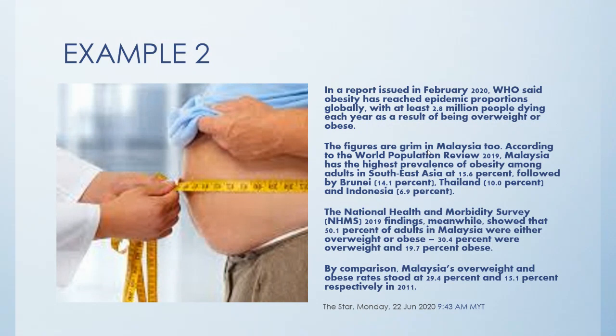Dekat sini tengok Malaysia, berapa persen yang obese. Okay, Malaysia has the highest prevalence of obesity among adults in Southeast Asia, at 15.6%. Okay, a broad problem area bila dia ada figure. Bila ada figure tu maksudnya kita boleh tahu sama ada is it a serious problem or not?